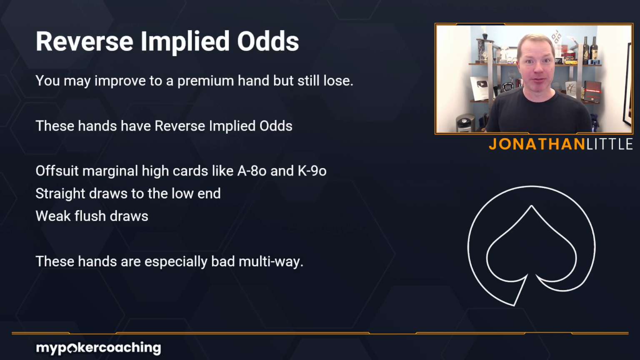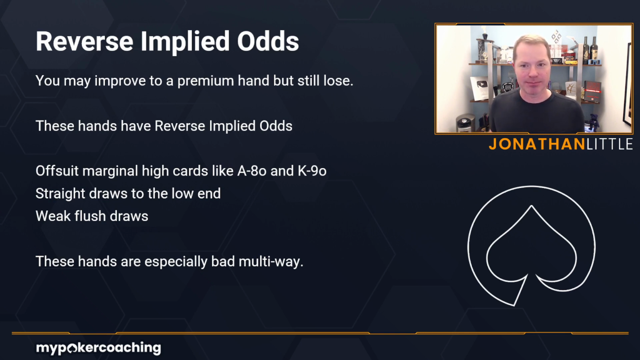Now let's discuss reverse implied odds. Realize that you may improve to a strong hand, but still lose. And hands that have that property, that happens a lot to them, these have reverse implied odds. Hands before the flop that have huge reverse implied odds are big card with a little card, like ace-8 offsuit or king-9 offsuit, because these hands often make top pair marginal kicker. And the problem with top pair marginal kicker is that they usually win a small pot or lose a big pot.